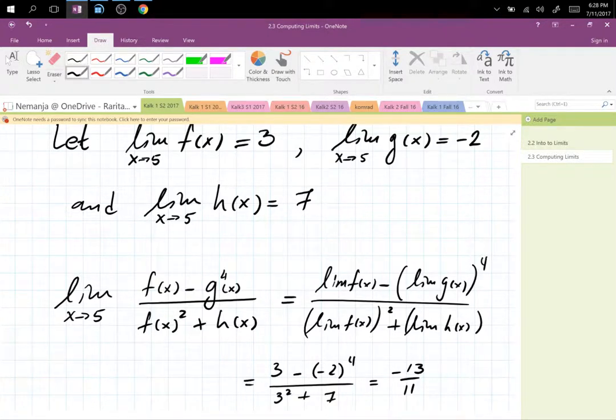16? Oh yeah, 9 plus, yeah. Negative 13 over 16.